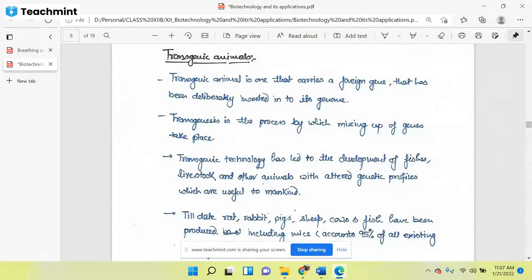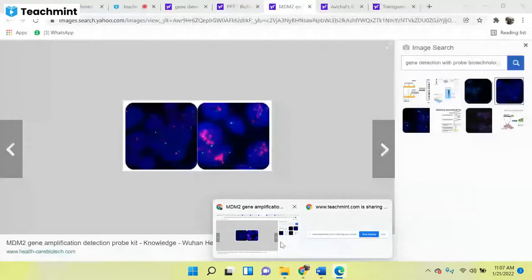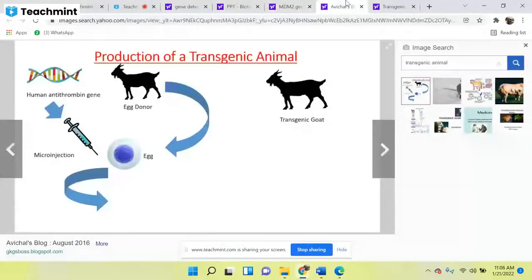So I'll show you the transgenic animal with this example. So this one is a goat. You just see here, we have taken the DNA from human. So we have taken this gene. We have taken this gene from the animal, and by this microinjection, I told you before how we are producing the transgenic animal by microinjection method.